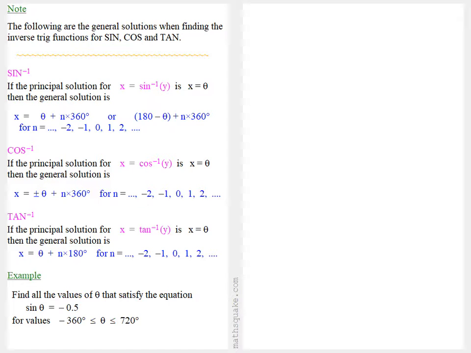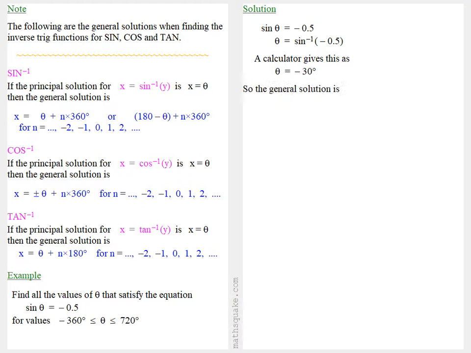Find the values of theta that satisfy the equation sine theta equals minus 0.5 for values of theta lying between minus 360 and 720 degrees. Well, to solve this, we've got sine of theta is equal to minus 0.5, which means theta is equal to the inverse sine of minus 0.5. If we do this on a calculator, we get theta is equal to minus 30 degrees. So the general solution is x equals theta plus n times 360, or x is equal to 180 minus theta plus n times 360.